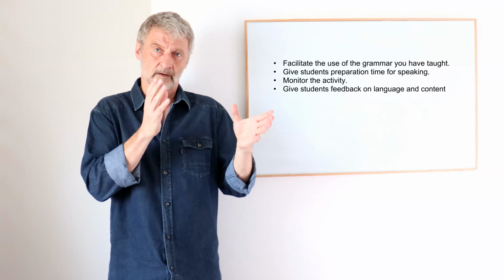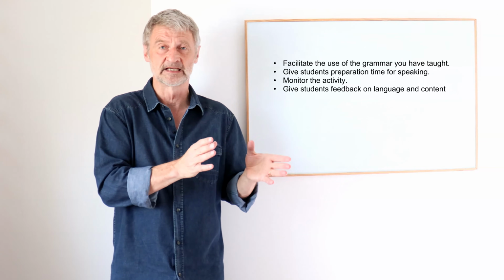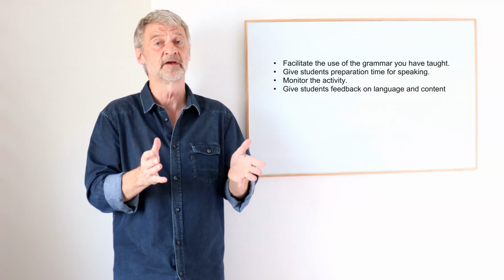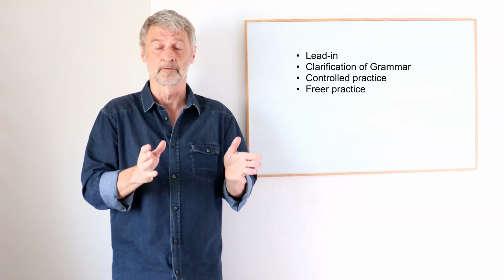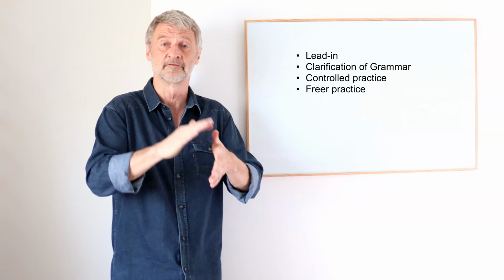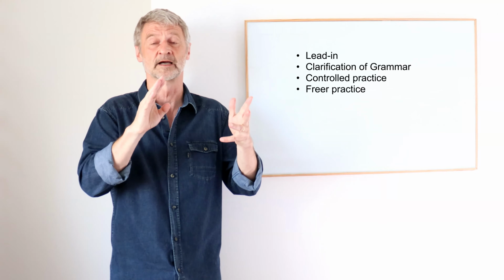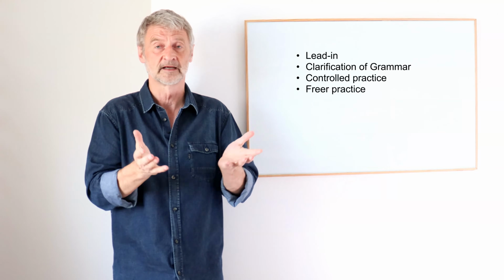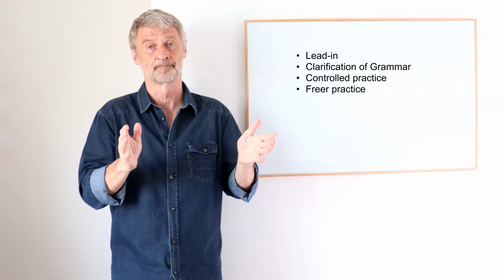So, coming to the freer speaking activity and finishing it off with feedback, we've made a full circle. We've had the lead-in, the clarification, the controlled practice, and the freer practice. So this, in effect, makes for a full lesson.